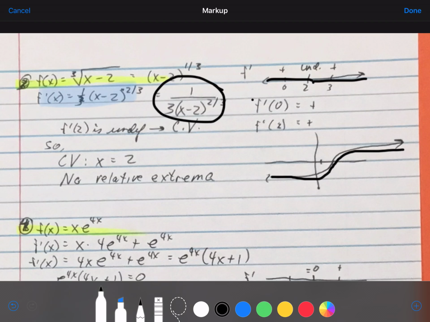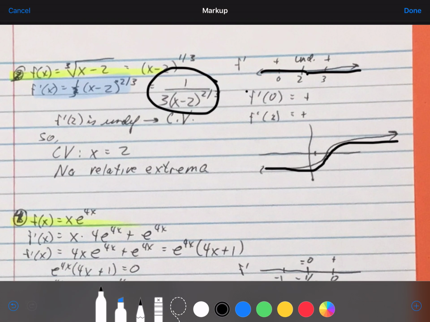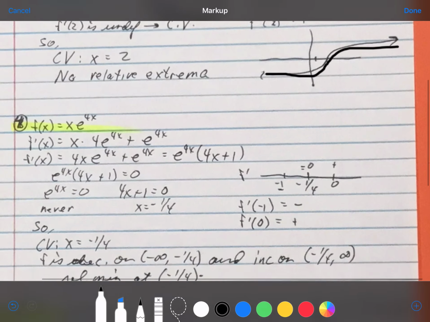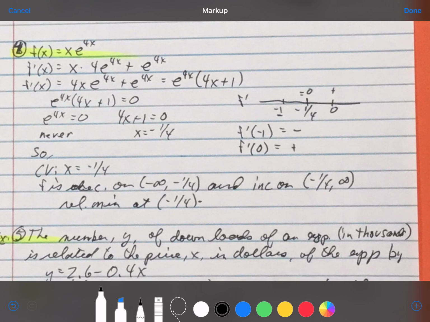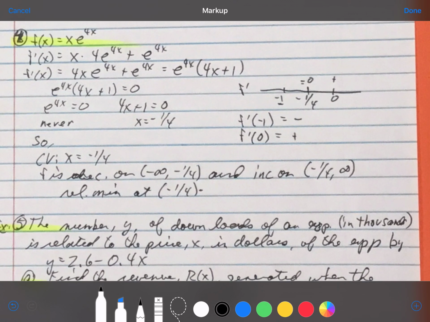So yes, there's no guarantee. Just because you have a critical value doesn't mean you're going to have an absolute or relative max or min at that point. You just have to check and see what happens to the derivative.